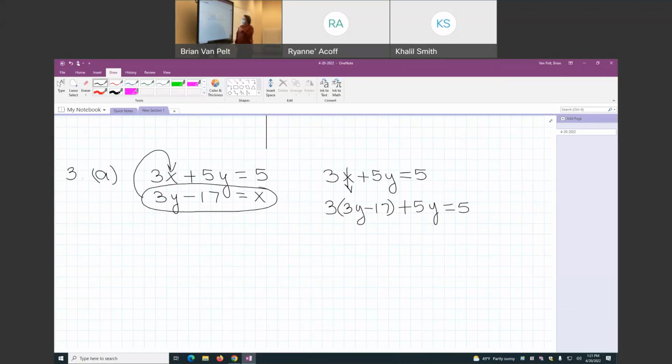All right, so this will allow me to get y. So I will have 9y minus 51 plus 5y equals 5. You know how I got those numbers? Distributed, that's right. Now what am I going to do next? That's right. Minus 51.